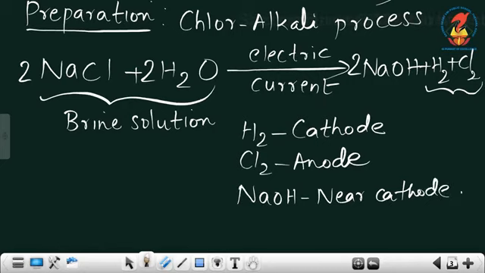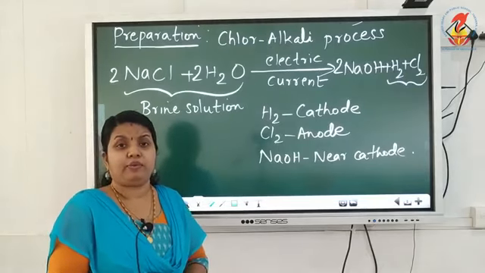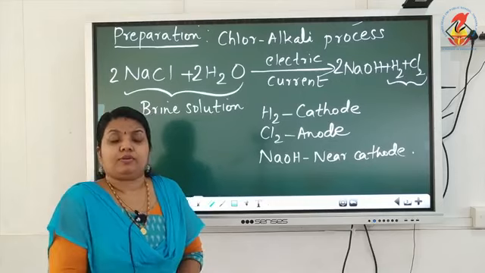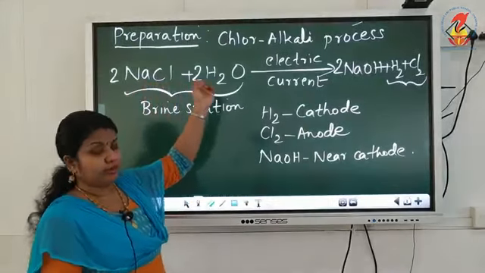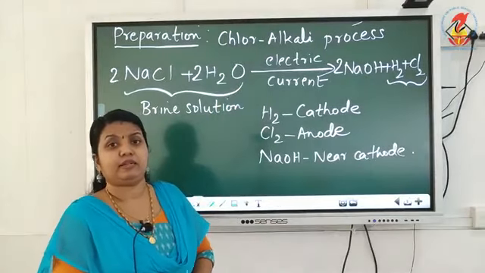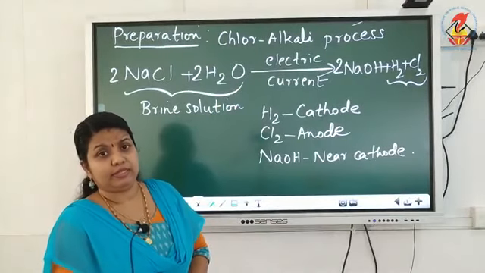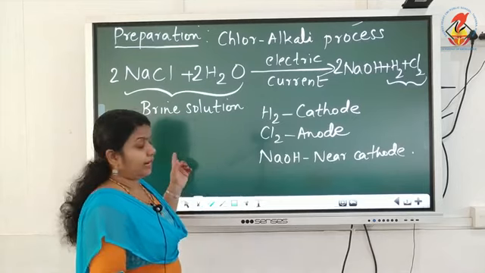Okay, so that's about sodium hydroxide. What is sodium hydroxide? It is NaOH, known by the common name caustic soda. Now, how is it prepared? Sodium hydroxide is prepared by a process known as the chlor-alkali process.